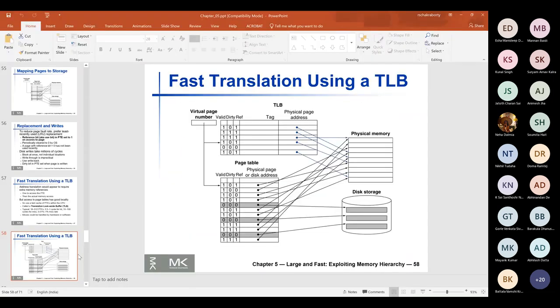This physical page address is a copy of some page table entries. Why do we need a tag field for every entry? This tag field was not there in the page table actually. Suddenly here we find there are some tags. Why is this tag field there? What is the meaning of this tag field?